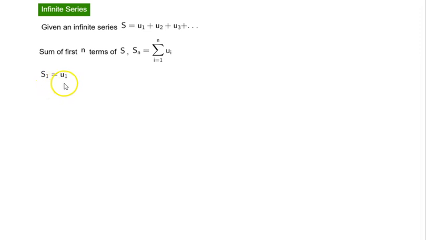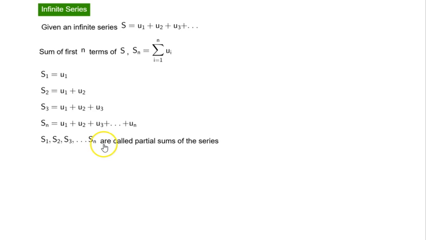S sub 1 is equal to U1. S sub 2 is equal to U sub 1 plus U sub 2. S sub 3 is equal to U sub 1 plus U sub 2 plus U sub 3. So the sum of the first n terms becomes S sub n is equal to U1 plus U2 plus U3 and so on up to U sub n. S1, S2, S3, Sn are called partial sums of the series, and they form a sequence called the sequence of partial sums.